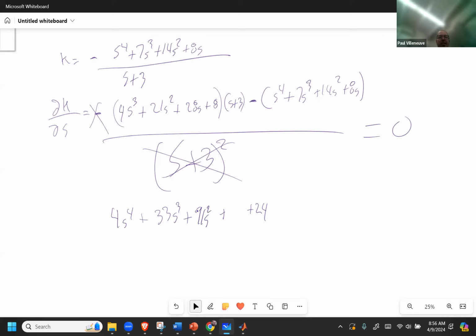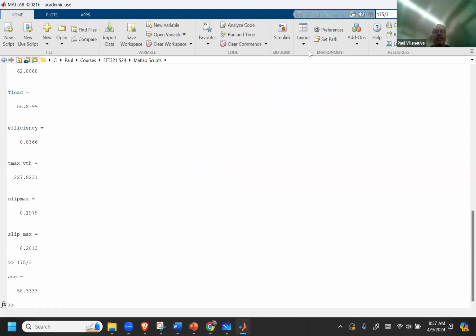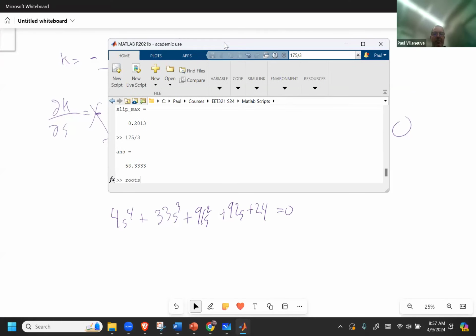So now we got to get the S term. So we have 8S plus 84S is 92S. So this is where it gets hard, right? And set that equal to 0. Does that look right now? Because if it's correct, and we'll find out soon enough, we'll take the roots of 4, 33, 91, 92, 24.